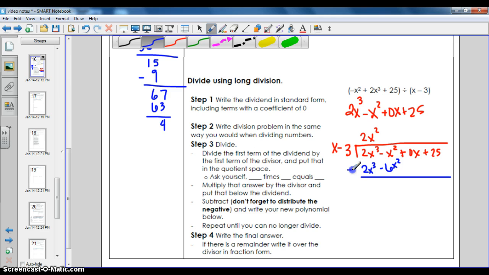Now we're going to subtract this quantity here. Now what we want to do next is actually distribute that negative and write our new thing here. So this is when we distribute, this changes to addition and this changes to subtraction. So now it's 2x cubed minus 2x cubed. Well, that gives me 0, cancels out. And then we have a negative x squared plus 6x squared. So that gives me 5x squared. And then I bring down what's left.